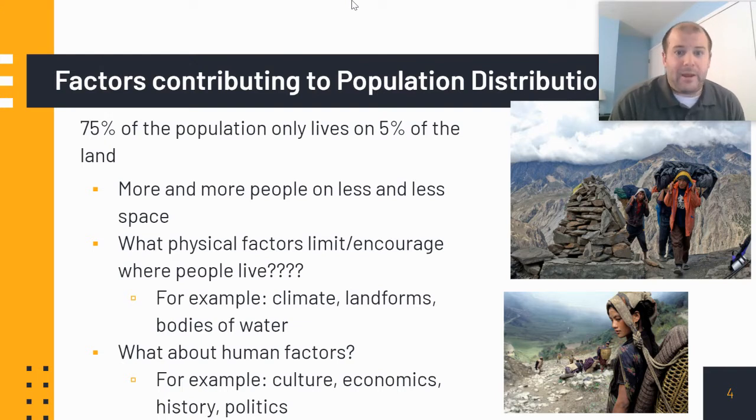Oh boy. Okay. So I want you to ask yourself what physical factors limit and encourage where people live. I'll give you some examples: climate, landforms such as mountains and deserts and bodies of water. But again, what physical factors will limit and encourage where people will live and whether or not people will inhabit a particular geographic space? And what about those human factors that limit and encourage where people live? Those cultural, economic, historical, and political factors. Start thinking about how human factors influence population distribution.